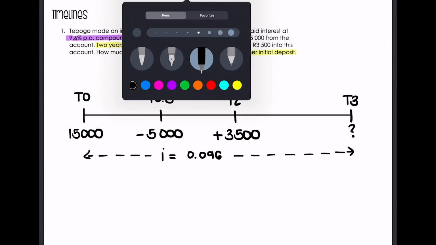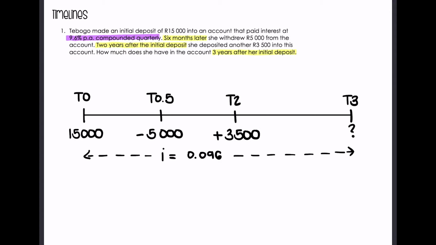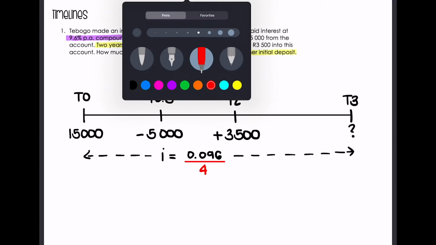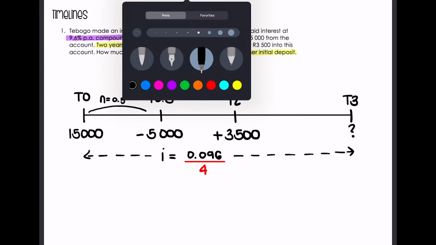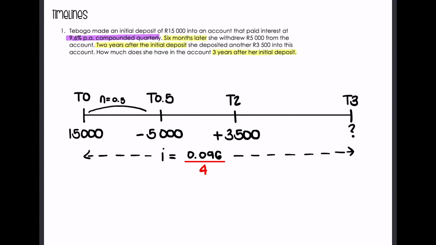All right, so this is compounded quarterly, which means that I'm going to divide the I by 4. Now I'm going to finish my diagram with my N values, and that's just between here. So N is equal to, what is N between 0 and 0.5? It's 0.5. But I was divided by 4, which means that N must be times by 4.